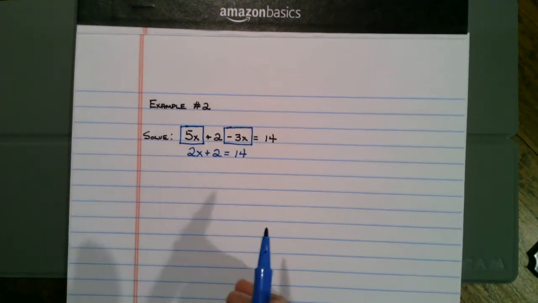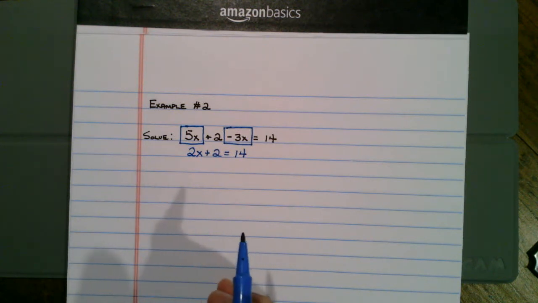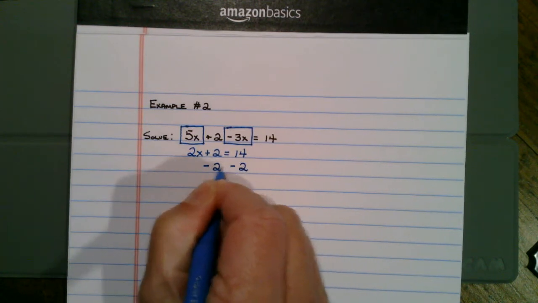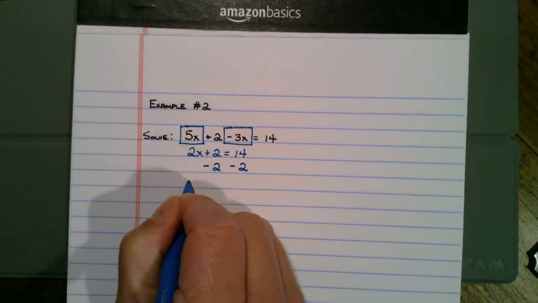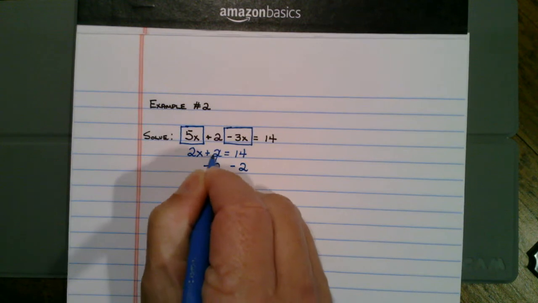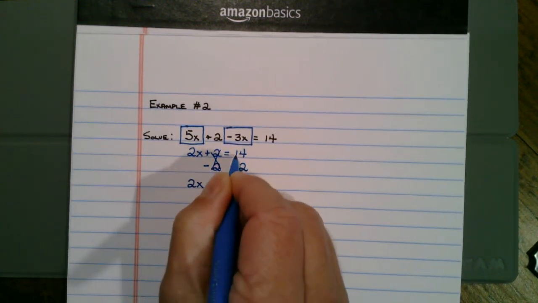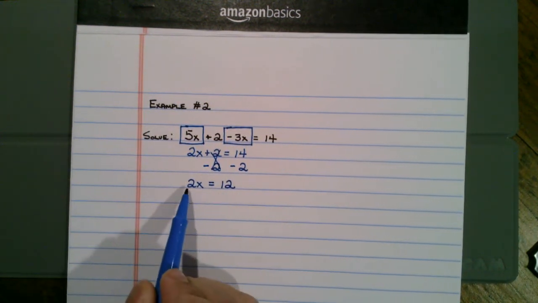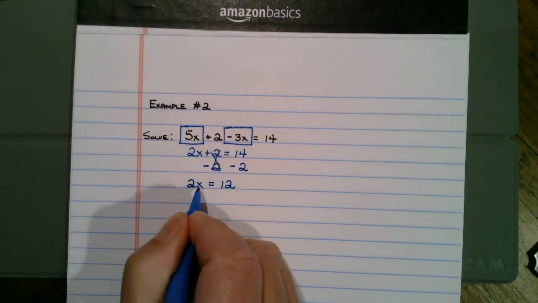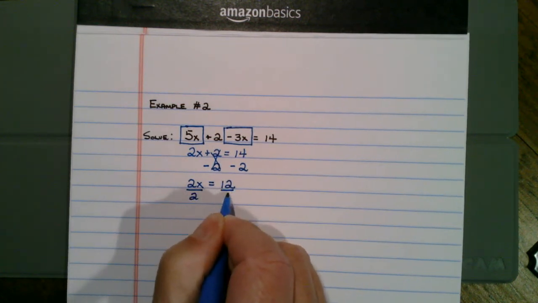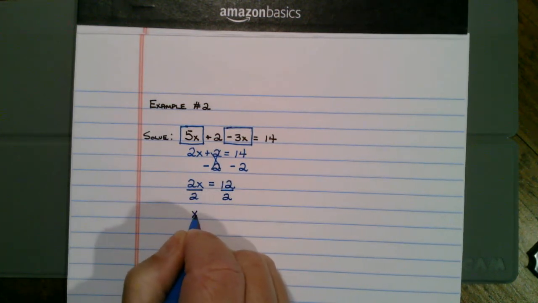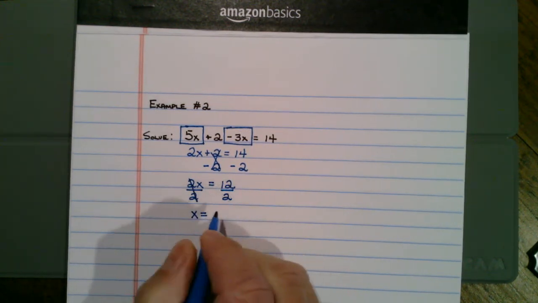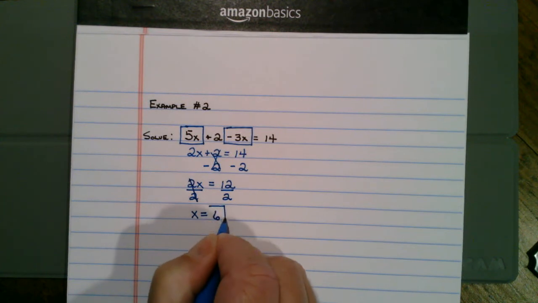Next thing I need to do is solve this two-step equation that I have. I need to do my adding and subtracting first. That means I need to subtract 2 from both sides. That's the opposite of positive 2. Bring down the 2x. Cancel this out. Bring down the equal sign. 14 minus 2 is 12. The opposite of multiplying by 2 is dividing by 2. I need to divide both sides by 2. x is equal to, because those 2s cancel out, 12 divided by 2 is 6.